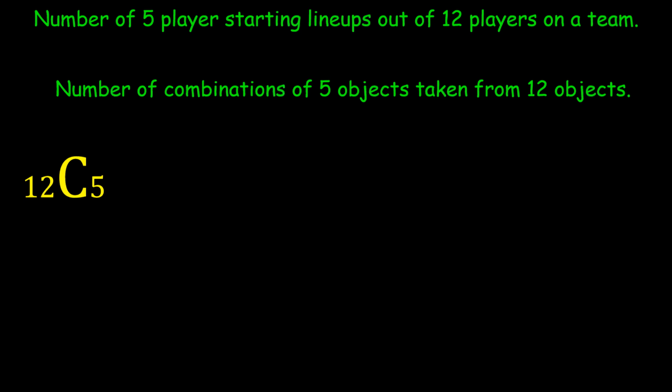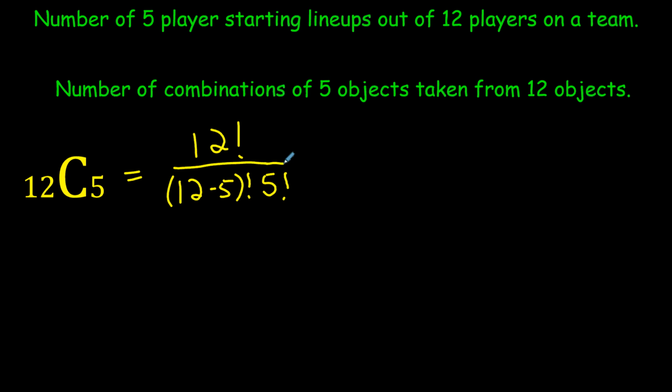And so a combination situation might be something like this: the number of 5 player starting lineups out of 12 players on a team. Now if you're thinking in terms of basketball, you might have a point guard, a center, a power forward. Those are all different positions, but we're not talking about that. We're just saying you're picking 5 people to play in the game. It doesn't matter where they play. So this would be considered a combination. And so much like with permutations, we have 12C5. And the way this one works, if you recall, this would be 12 factorial over 12 minus 5 factorial. It looks just like the permutation formula, except then you also divide by 5 factorial.